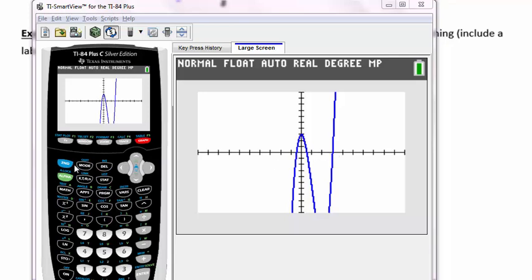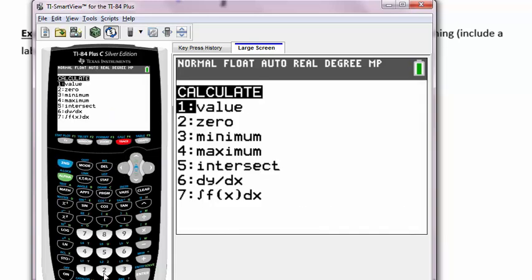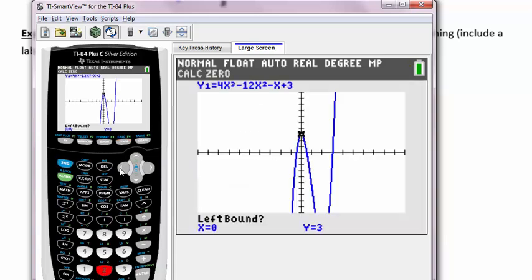You can find them again by using the zeros button, option 2. And let's just find one of them. Let's go to the left of it, hit enter, then go to the right of it, hit enter. We're going to verify that this one is -1/2. So the first one is -1/2. You can use the same process in the other two to identify them.